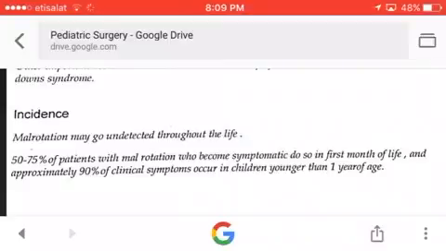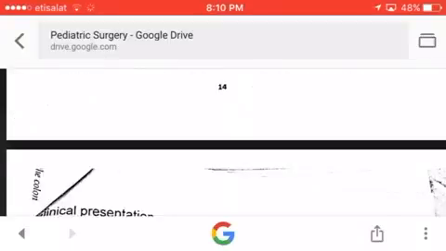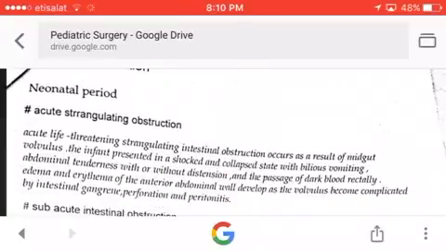50 to 75% of the patients with malrotation who become symptomatic do so in the first month of life. Approximately 90% of the clinical symptoms occur in children younger than 1 year of age. The clinical presentation in the neonatal period is acute, life-threatening strangulating intestinal obstruction as a result of midgut volvulus.